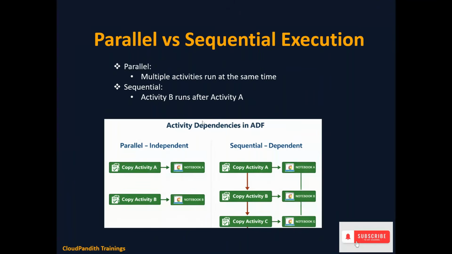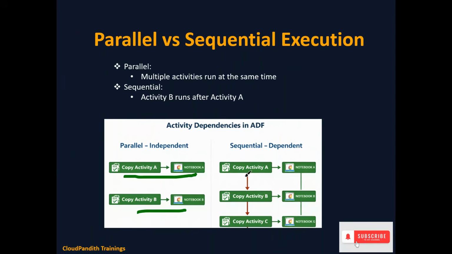Now let's understand parallel versus sequential execution. In parallel execution, activities are independent and run at the same time. If you see, this is a copy activity and this is a copy activity, we don't have any dependency, right? So both are going to run at the same time.